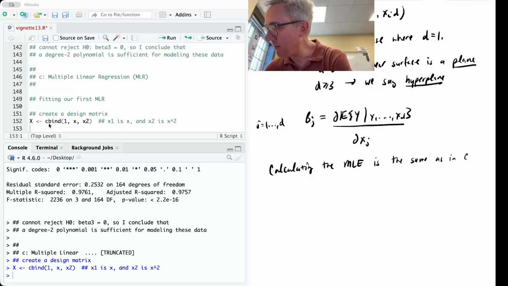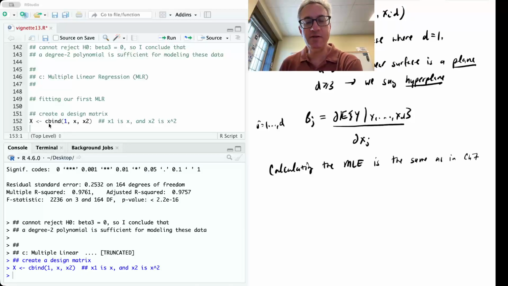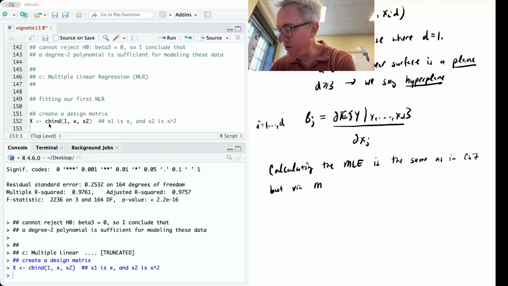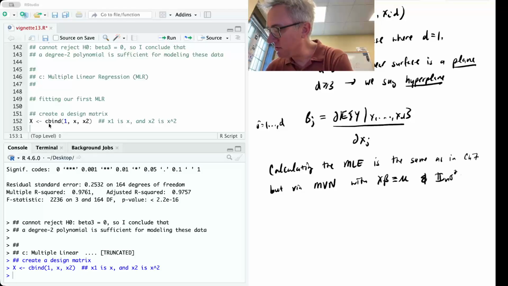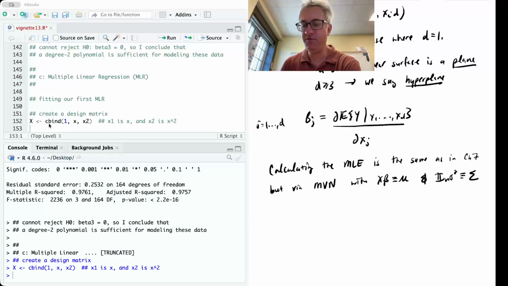is the same as in chapter 7, where we wrote down the density of a Gaussian distribution, took its logarithm, and then took its derivatives to maximize. It's going to be just like that, but via a multivariate normal density with x times beta in for the mean, and the identity matrix times sigma squared in for the covariance. If you look up multivariate normal on the internet or on Wikipedia, it'll be parameterized in terms of a mean vector mu and a covariance matrix sigma, and you would plug these values in to get the density.